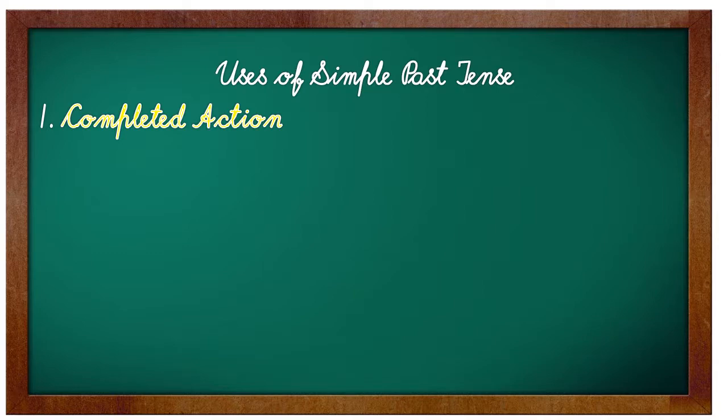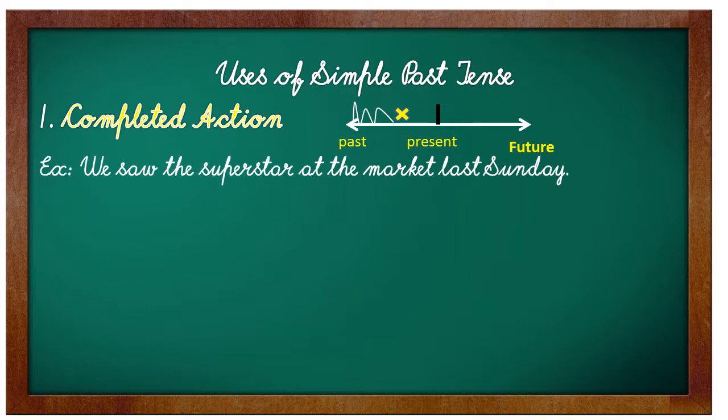First is completed action. That means an action that took place at some point of time in the past. We use simple past tense to express the idea that an action started and finished at a specific time in the past. For example, we saw the superstar at the market last Sunday. Here, the specific time of seeing the superstar is not specified, but they do have one specific time in their mind.